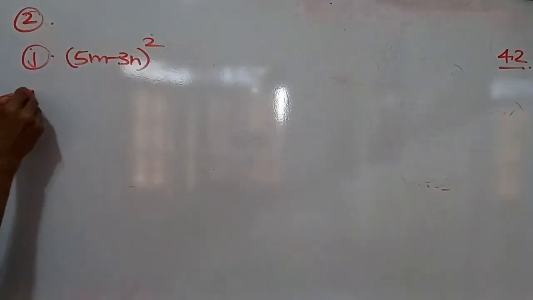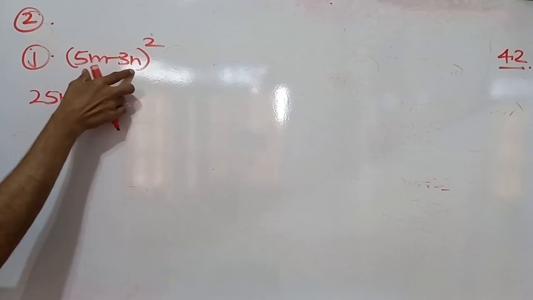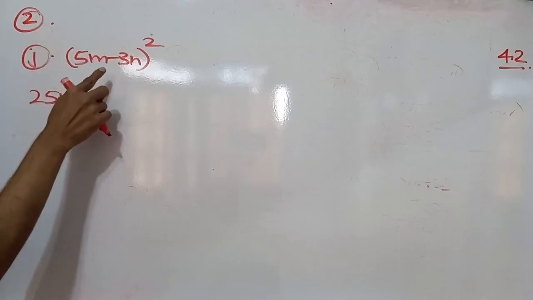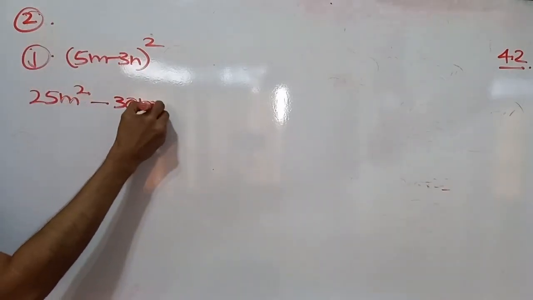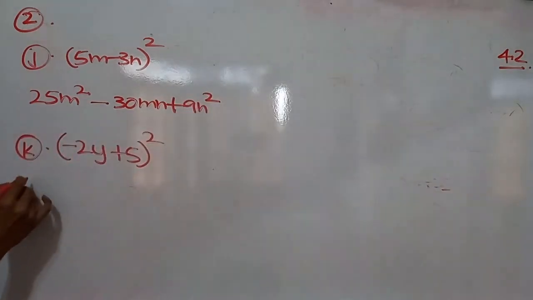5m squared, that becomes what? 25m squared. We have to multiply these two. So 15mn, that's a negative value. Then we have to multiply that by 2. So negative 30mn plus 9n squared. So here this becomes what?